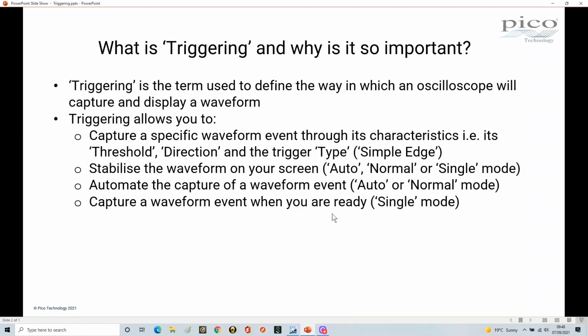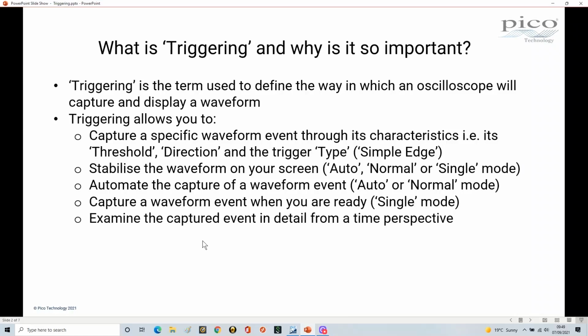It also lets you capture a waveform event when you're ready, and this is really important. Quite often you just want to see a single event and then examine it in detail. Whereas if these events are going off all the time, then you think, hang on a minute, I just want to see what I just saw, not what I'm doing now. So this is where single mode comes in, and we'll talk about that. And we're going to show this through circuit examples. Okay, so it's quite exciting, really.